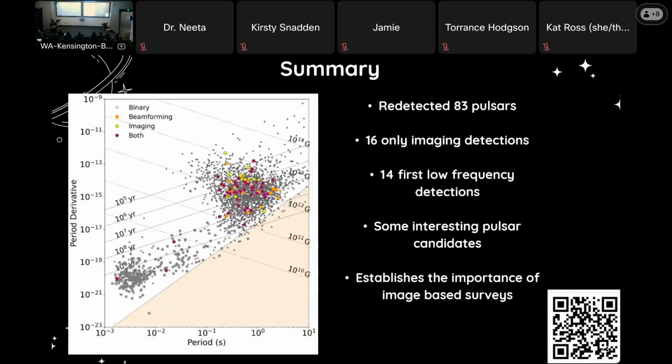So this is just a summary slide. In this pilot survey, we redetected 83 pulsars, 16 of them being only image domain detections, with 14 being the first low frequency detections. We also did find some interesting pulsar candidates, but that's for another talk. And this establishes the importance of image-based surveys. The QR code there does not take you to any scam. It just takes you to my boring paper if you want to know more about the pulsars themselves. So I'm going to leave it on this note and say please check it out.